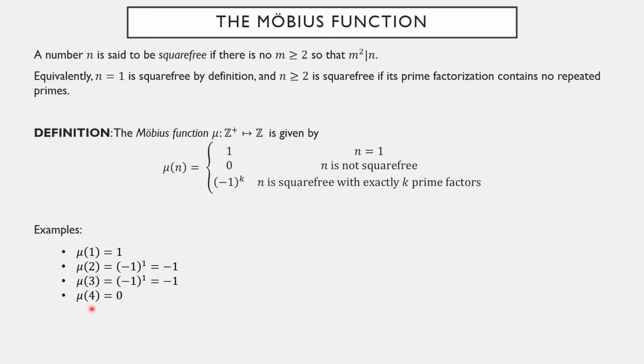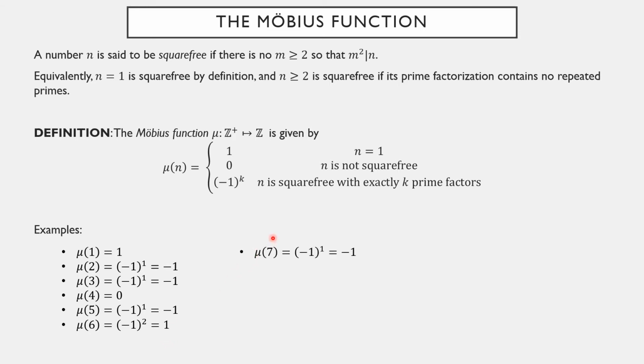4, however, is not square-free. It has a factor that is a square, specifically 4. So if you can factor a square out of the number, the Möbius function spits out a 0. 5 has a single prime factor, and it is square-free, so negative 1 to the first, negative 1. 6 is square-free. It has no factors that are squares. How many prime factors does it have? It has 2 prime factors, specifically 2 and 3. Therefore, mu of 6 is negative 1 squared, which is positive 1.